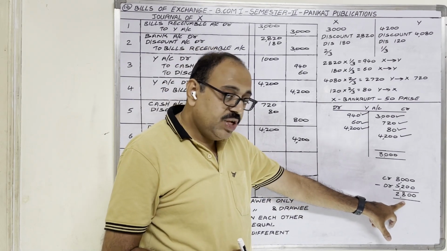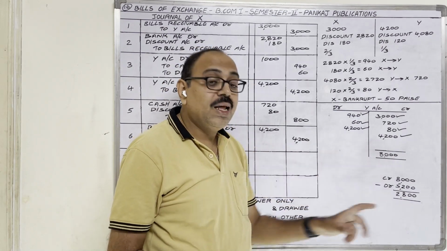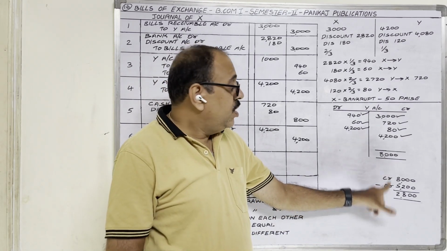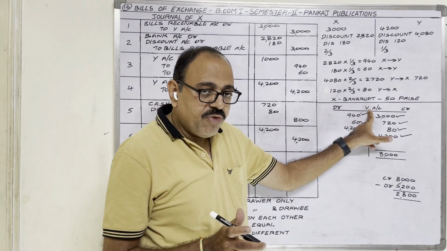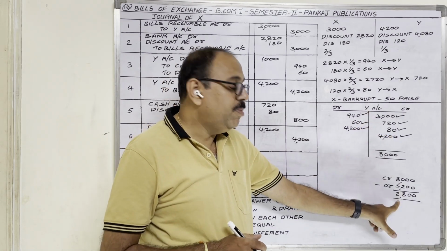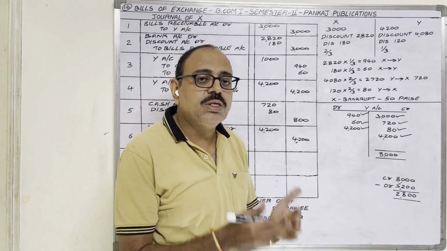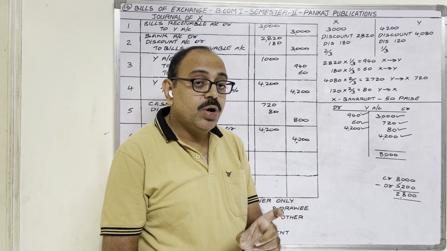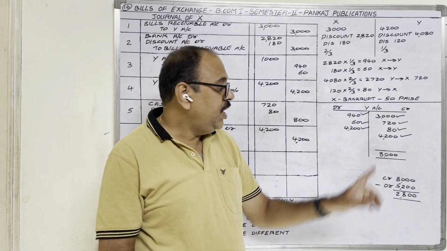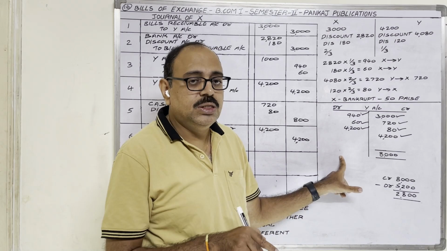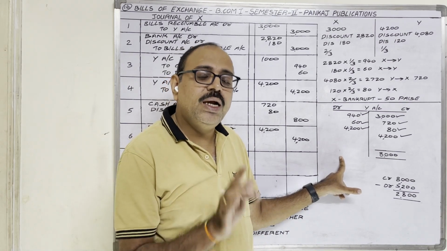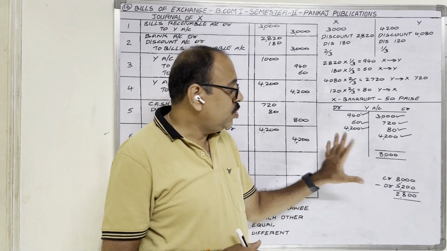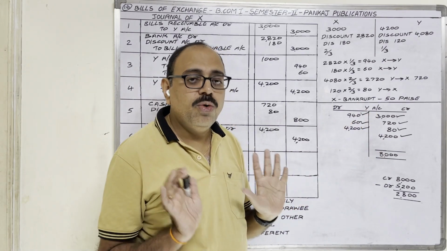So what is the meaning of this answer? This is known as a credit balance because the credit total is more than the debit total. Y account is a personal account. When any personal account shows a credit balance, the meaning is that person is a creditor, because a creditor is a liability, and a liability shows a credit balance. If any personal account shows a debit balance, the meaning is that person is a debtor, because a debtor is an asset, and an asset shows a debit balance. So here Y is a creditor to X.